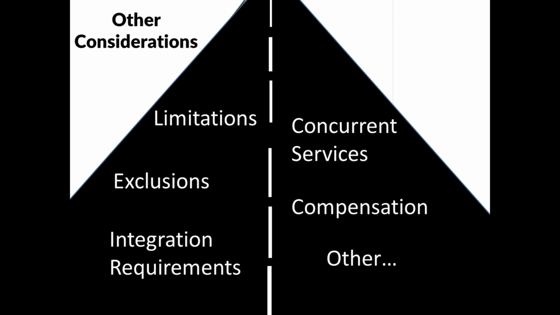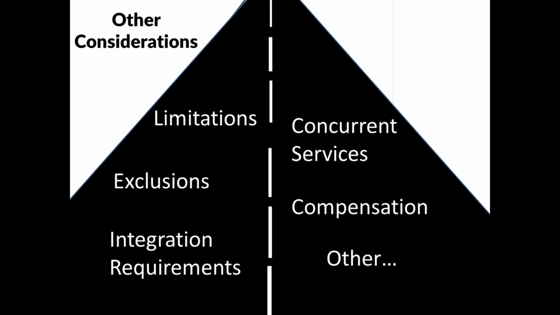Let's talk for a minute about concurrent services. A member's individual service plan may include 2 or more types of non-residential services. For example, individual supported employment, long-term job coaching, small group supported employment, pre-vocational services, and day habilitation. However, more than one service may not be billed during the same period of time, meaning during the same hour.